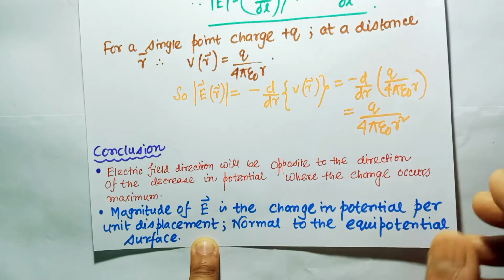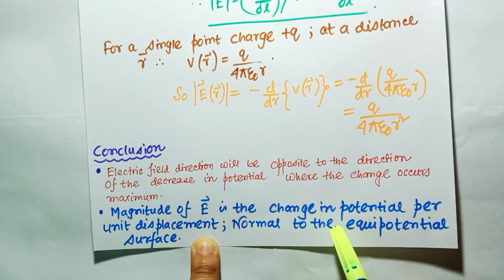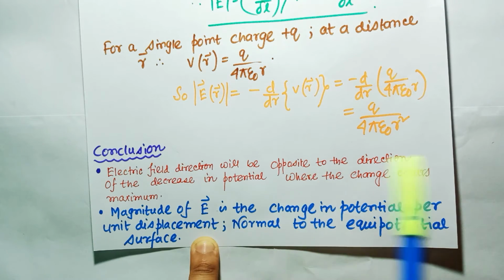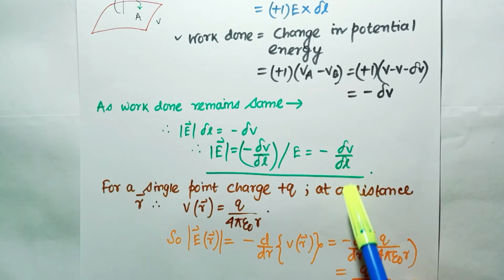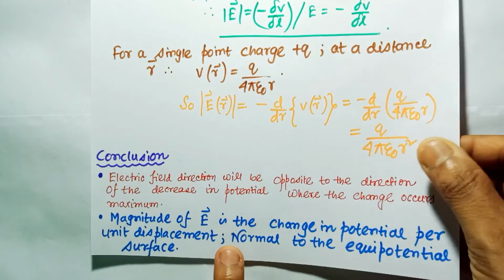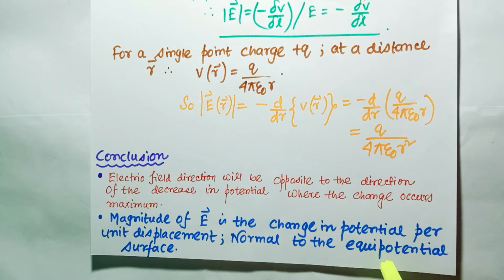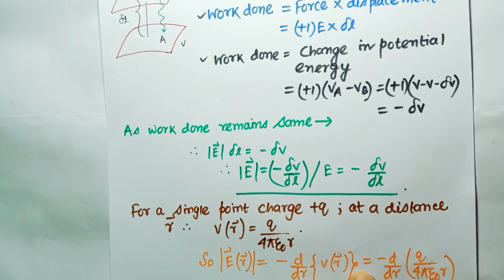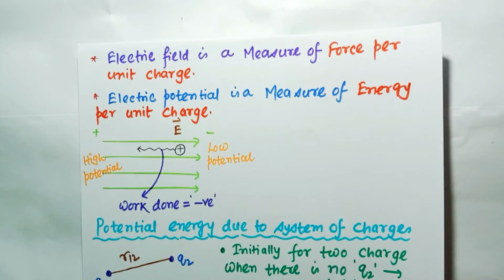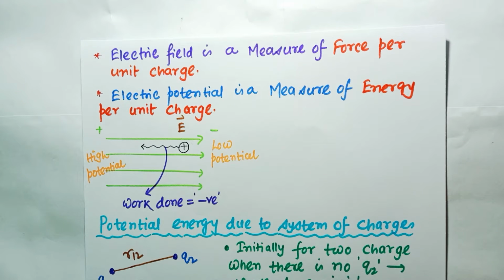And another thing is that the magnitude of E is the change in potential per unit displacement. It means delta V over delta L. So this is the magnitude of the electric field, and it is normal to the equipotential surface. So we have already understood the relation between the electric field and the electric potential, and I have already shown that it is true for a point charge.